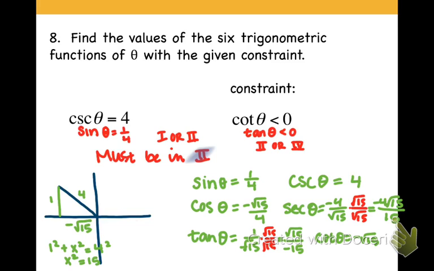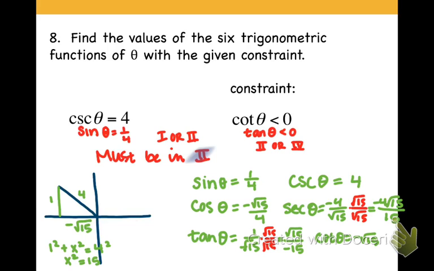It is negative root 15. So we can go and, using our ratios, write them all out. Sine we already knew was 1 over 4. Cosine is negative root 15 over 4. And then tangent was 1 over negative root 15. Square root's in the denominator, so we need to rationalize that. Multiplying top and bottom by the square root of 15, we get root 15 over negative 15.